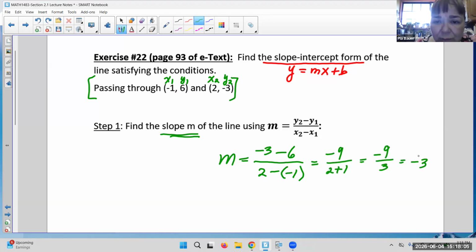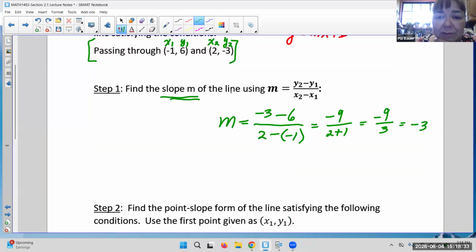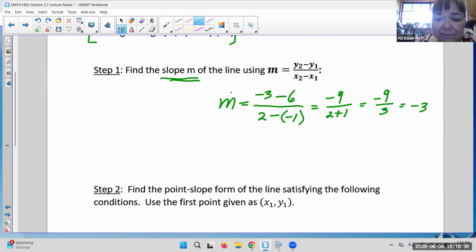So I have the slope, but I don't have b. B is the y-intercept. That doesn't mean just the y value for a point. It means the y value for the y-intercept. These are not y-intercepts because x is not 0. So my b is not a 6 or a negative 3. I have to find what that b is. So I'm going to use the point slope formula.